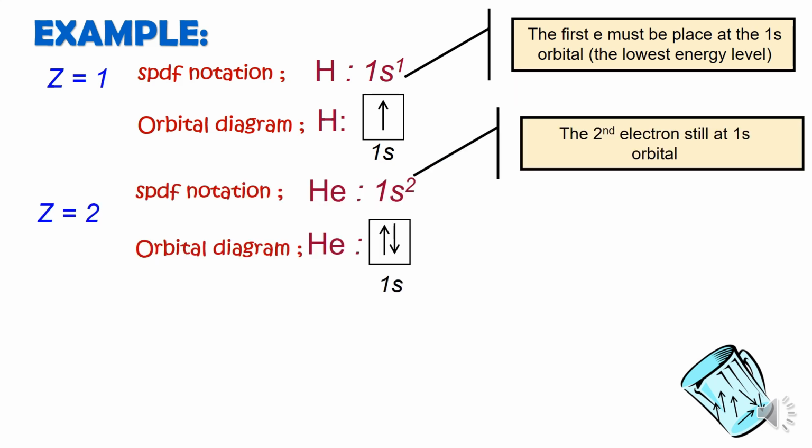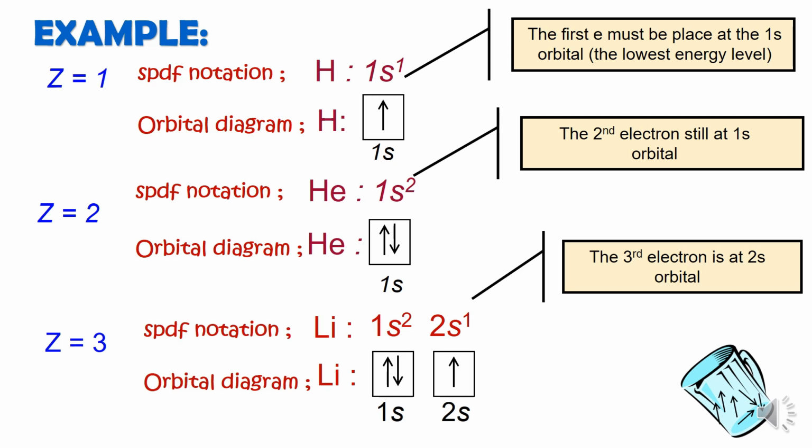Helium has a proton number of 2. So the SPDF notation for helium is 1s2. The second electron is still at the 1s orbital. Lithium has proton number equals to 3. So the SPDF notation for lithium is 1s2, 2s1. The third electron is at the 2s orbital.